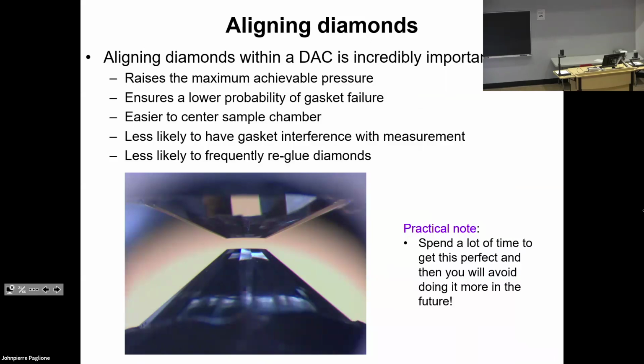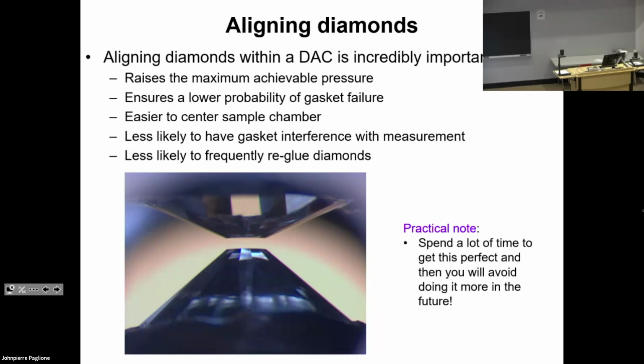Okay, so speaking of aligning diamonds, the reason you really want to do this, and honestly, if you do start doing high pressure work in a traditional high pressure lab, this is probably what they'll have you start doing. Because the first thing you want is well-aligned diamonds and to understand how a diamond anvil cell works. And so you'll practice aligning diamonds. This raises the maximum achievable pressure by preventing the possibility of your gasket failing, essentially rupturing along one direction. And also the diamonds are less likely to break. It allows you to center your sample chamber more easily.